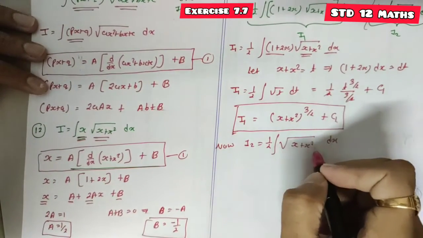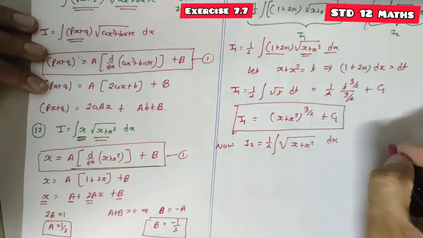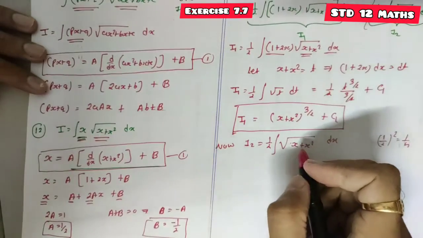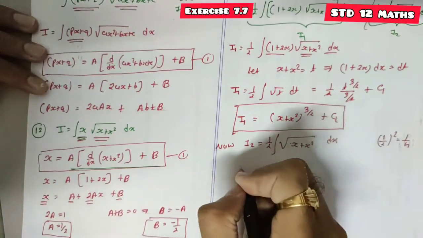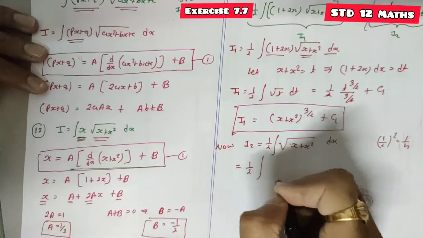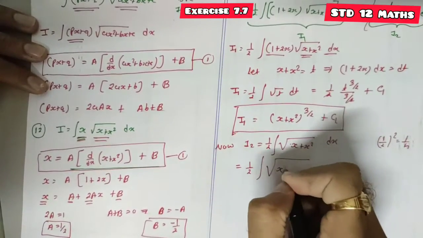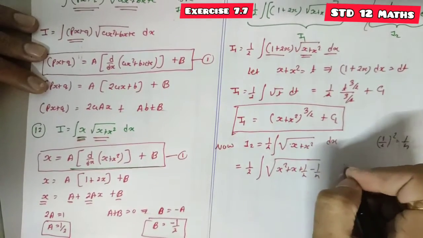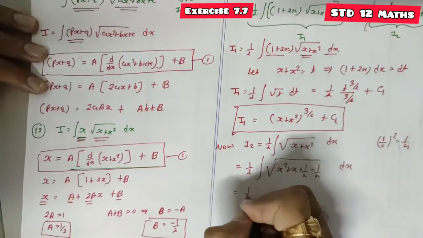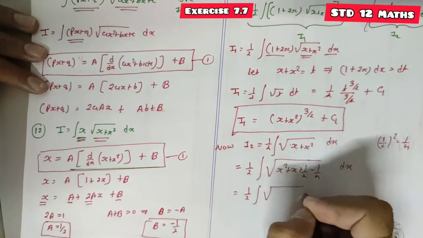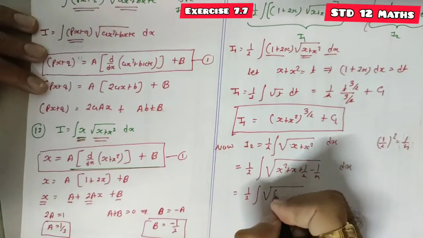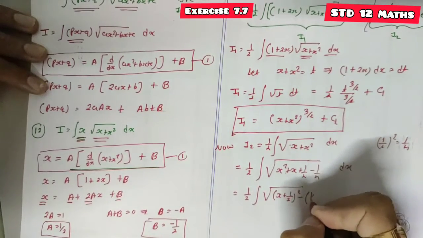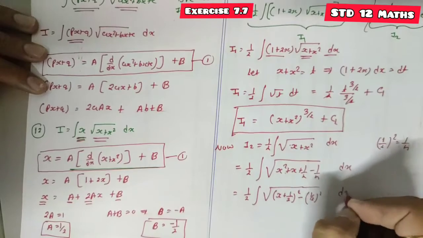This is the first term, middle term, and the last term is missing. So here the coefficient is 1 divided by 2. Take its square, so it's 1/4. We have to add 1/4 and subtract 1/4 to make it a complete square. So this one is 1/2 integration of x square plus x plus 1/4 minus 1/4 dx. So this is equal to integration of square root of (x plus 1/2) whole square minus 1/4, which is (1/2) whole square, dx.